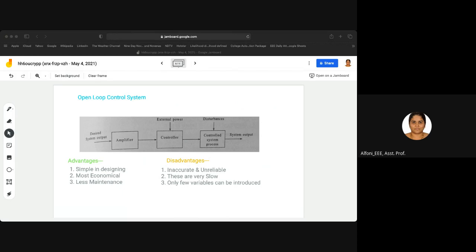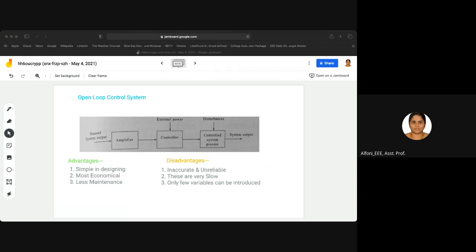You can see in this block diagram, this controller uses an external power source to have the proper control of the control system process. And we can get some disturbances. So here the disturbances are the environmental changes which we can get. If we have some environmental changes, automatically the process will be disturbed.